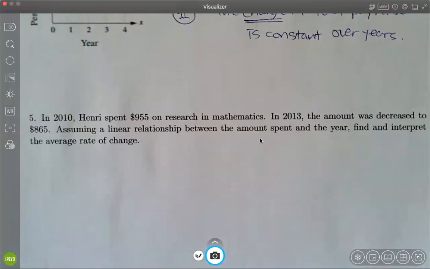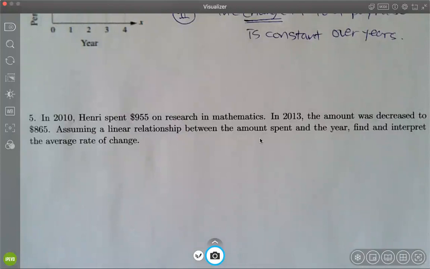But in 2010, Henry spent $955 on research in math. In 2013, the amount went down to $865. Assuming there was a linear relationship between the amount spent and the year, find and interpret the average rate of change.